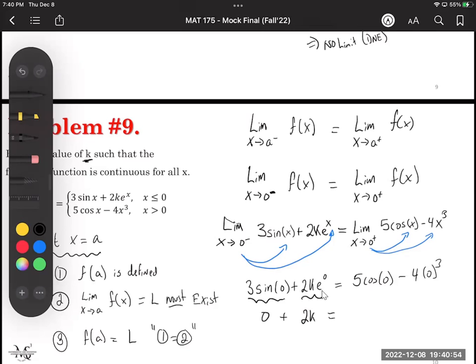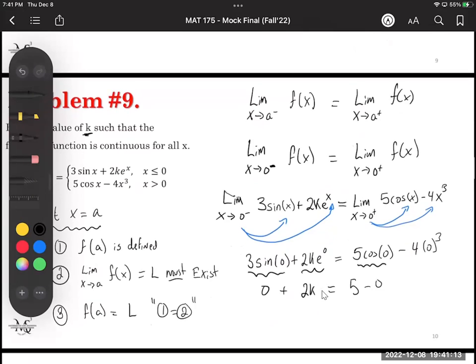equals 5 times cosine of 0. Cosine of 0 is 1. 1 times 5 is 5. So you get 5 minus 4 times 0, that's just 0. So really what we have now remaining is 2k equals 5. And once you get k by itself, that's your final answer.